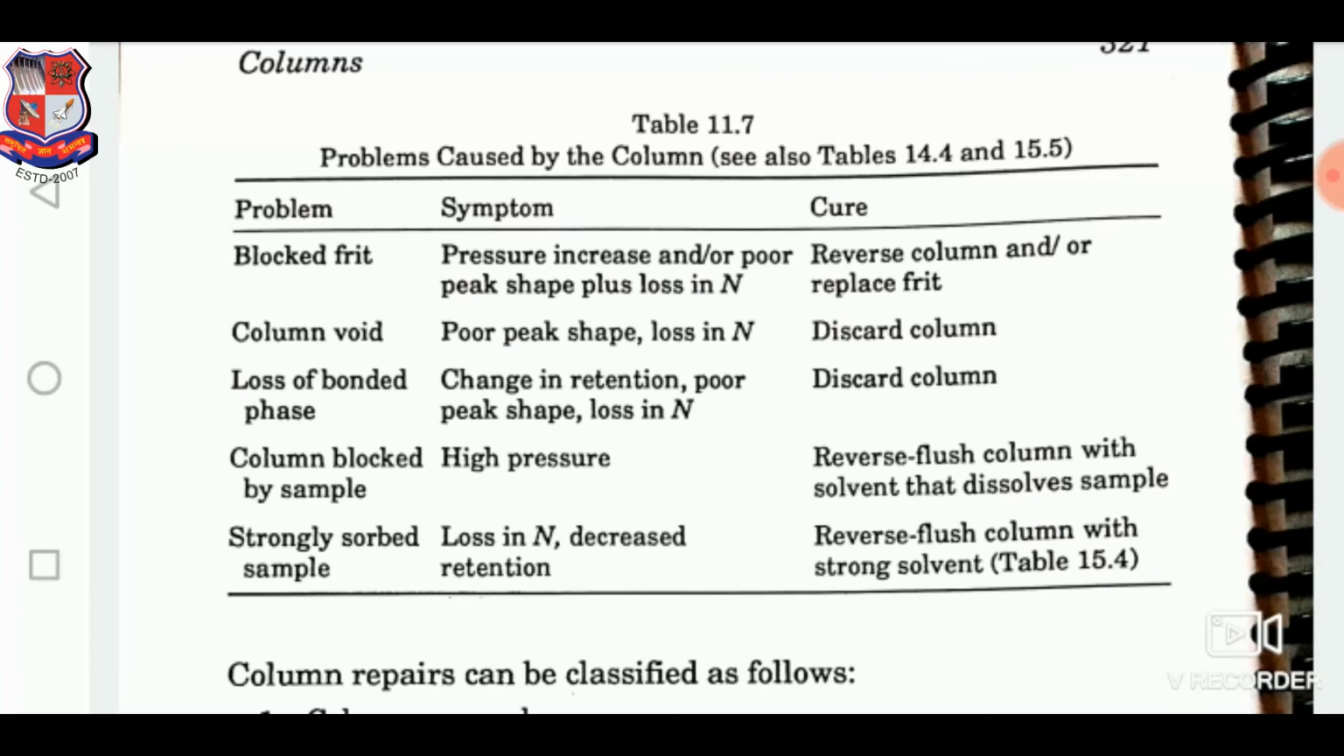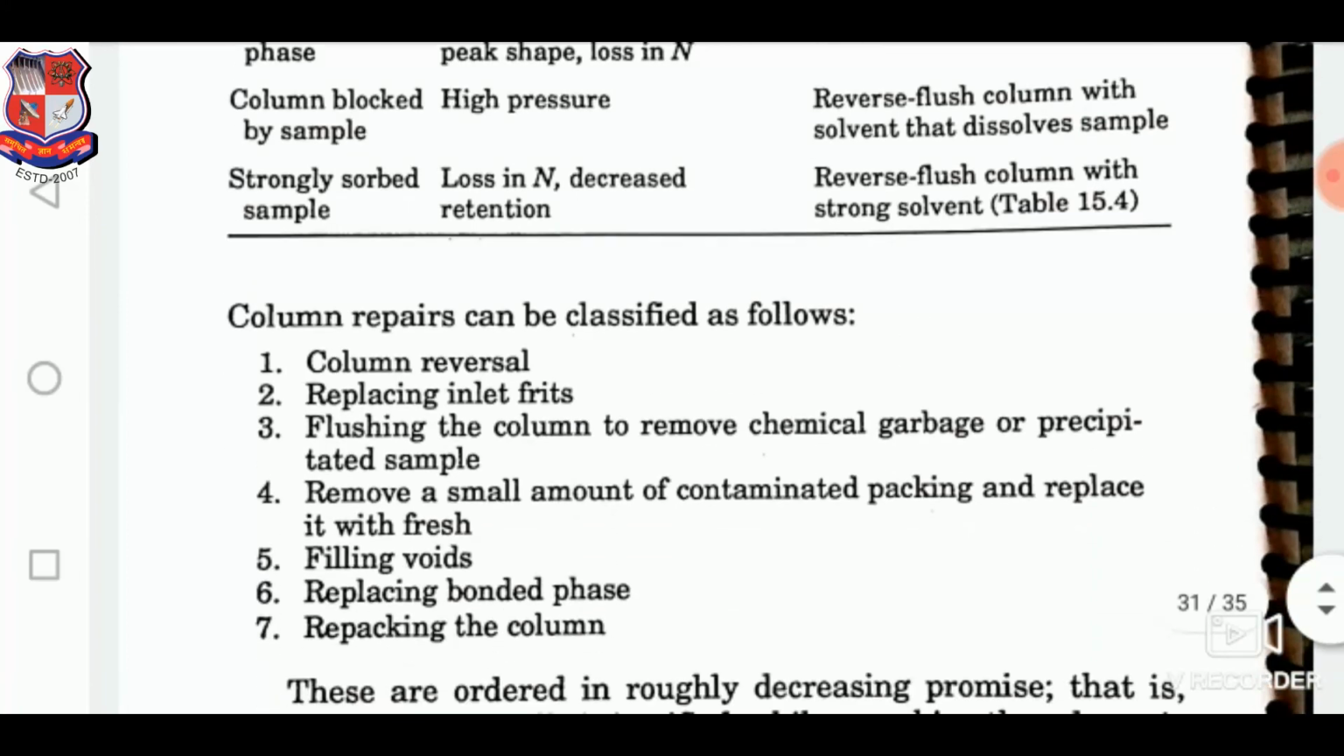Now here is a problem posed by the column, and here are some possible cures. Blocked frit: the symptom is pressure increase or poor peak shape plus loss in plate number. Reverse the column or replace the frit. If a column void is observed, then discard the column. Loss of bonded phase: discard the column. Column blocked by sample: reverse flush the column with a solvent that dissolves the sample. Strongly sorbed sample: reverse flush with a strong solvent. These are the possible remedies.